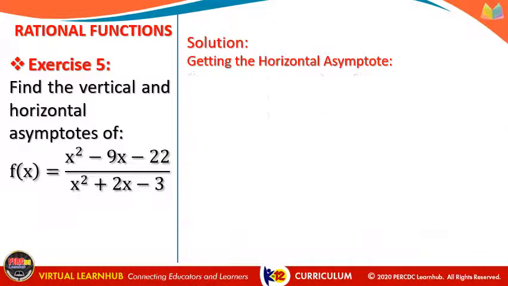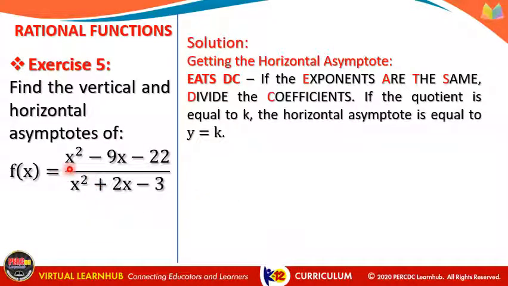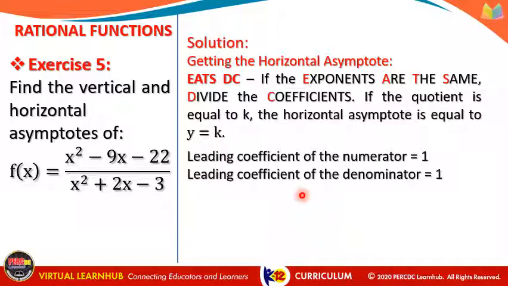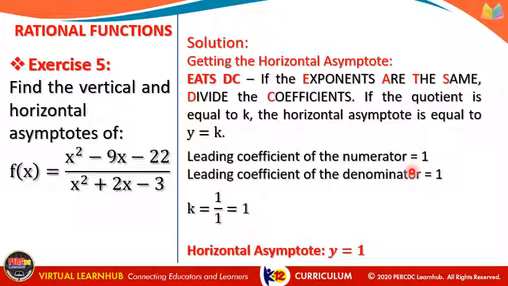Based on the given, ang leading term ng numerator ay x squared. Therefore, the leading coefficient is positive 1. Para naman sa denominator, the leading term is x squared din. Therefore, the leading coefficient is also positive 1. Pag divided mo lang tong dalawang to, 1 divided by 1, you'll get positive 1. Therefore, the horizontal asymptote is located at y equals 1. Okay, so I hope naliwanagan tayo kung paano kumuha ng asymptotes.